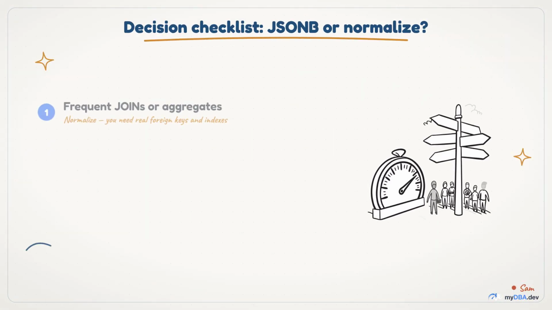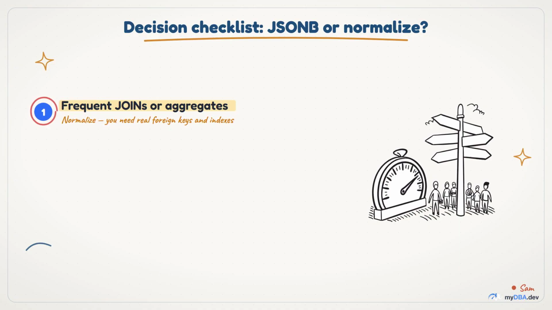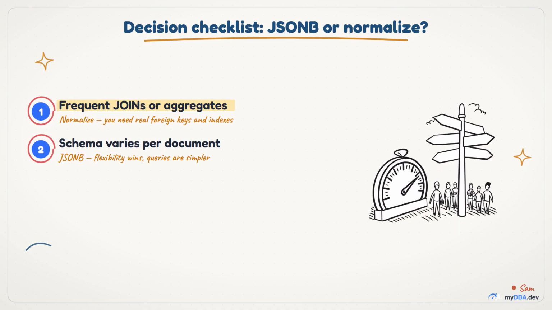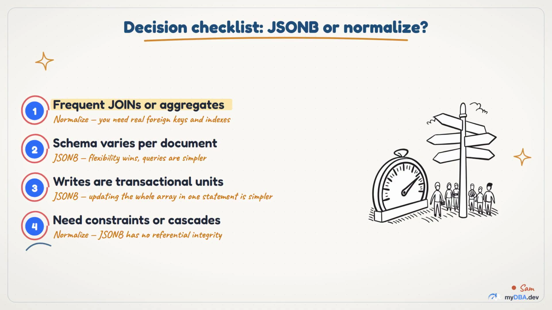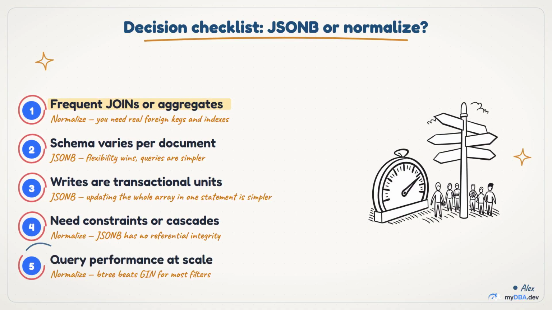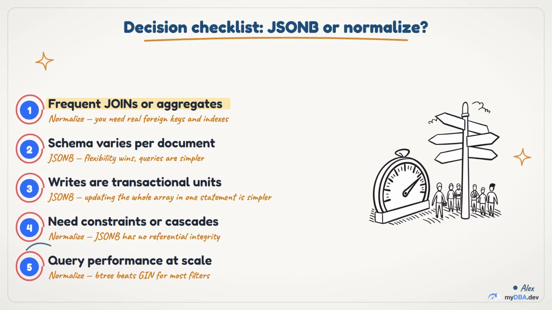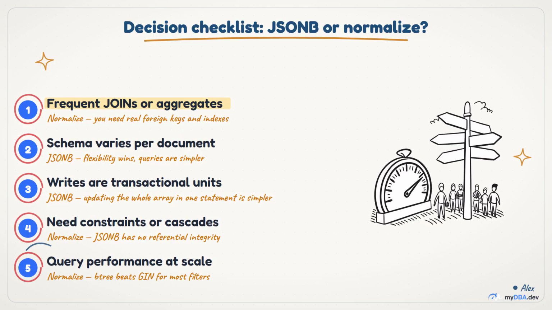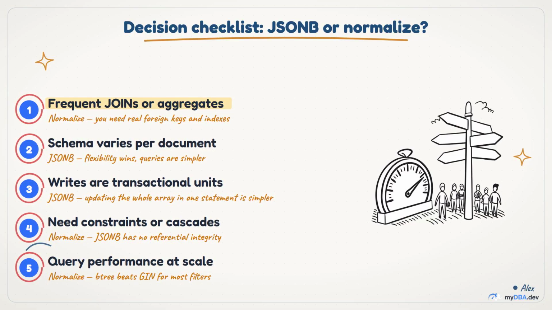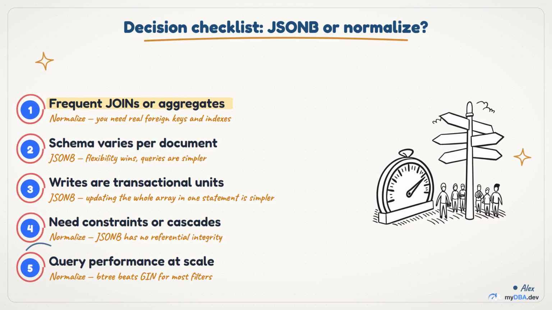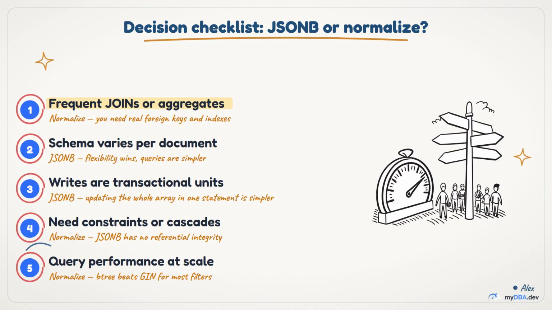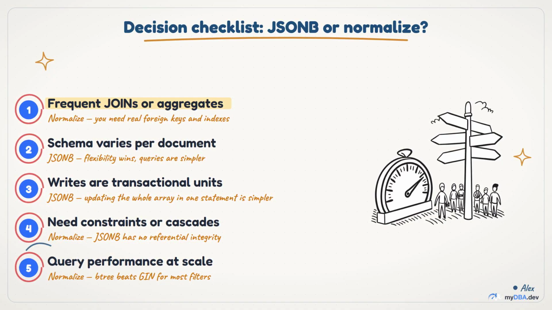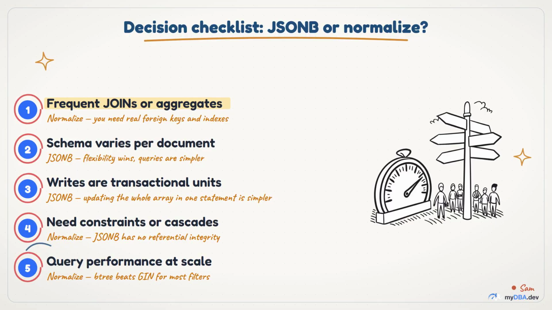If you're doing frequent joins on item attributes or aggregating across all items, normalize. If your schema varies per document and you rarely query inside the array, JSONB. If writes are transactional units, like an order with its line items always updated together, JSONB makes it simpler to update the whole array in one statement. But if you need foreign key constraints, cascading deletes, or referential integrity, you have to normalize. JSONB doesn't enforce that. And performance.